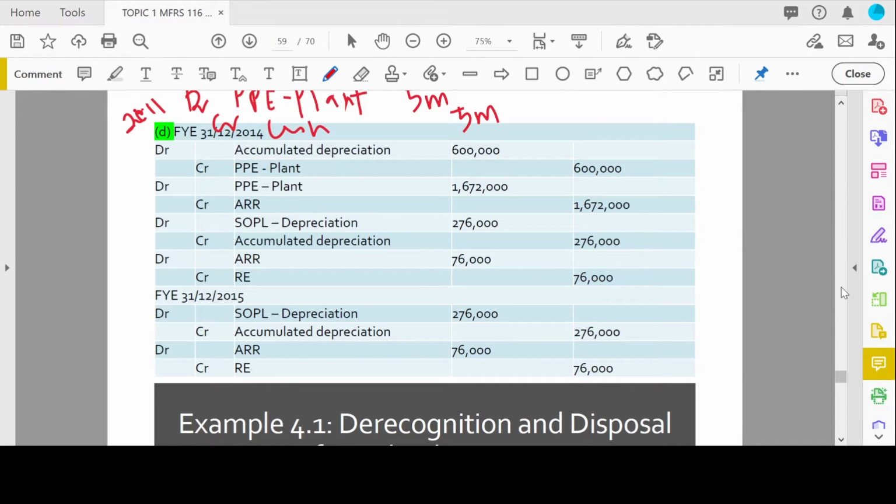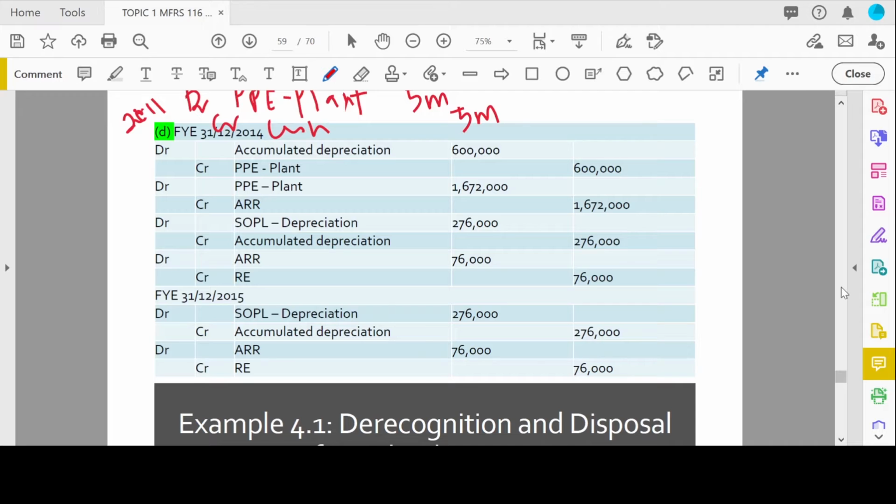You check again your working. You look at any accumulated depreciation that you have provided before the replacement took place. The replacement happened on 1st January 2014, so look at before that. How much is the accumulated depreciation that we deducted from the carrying amount? The total in this question is 600,000.